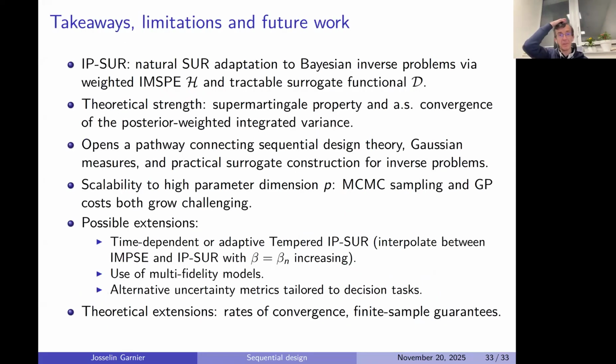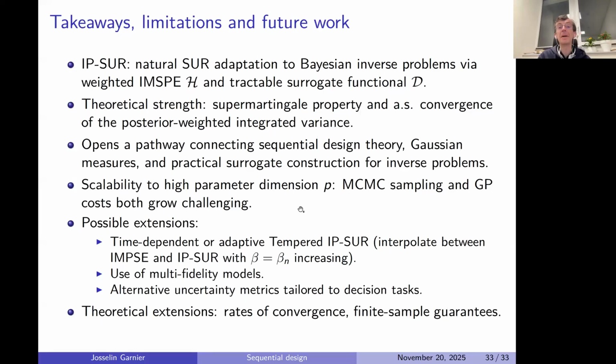So, okay, that's the end of my talk. Just to summarize, this IPSure sequential design strategy seems to be a very nice way to do surrogate modeling for Bayesian inverse problems. You can really improve your surrogate model by choosing the points selected by this strategy. And that's good empirically, we have seen that, but that's also very good for a mathematician because you play with the martingale theory, so you have some fun doing martingale theory and proving convergence results for the strategy that you have designed.